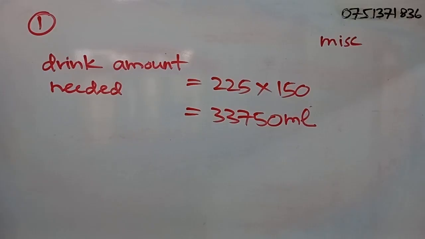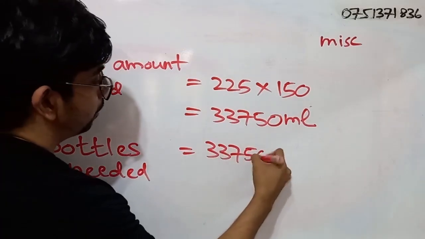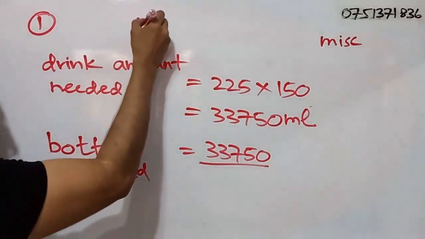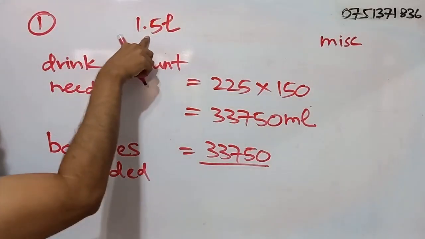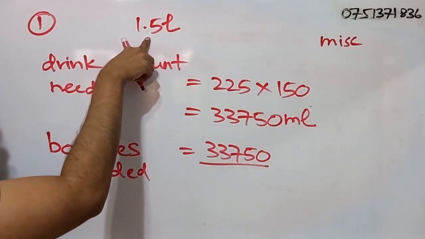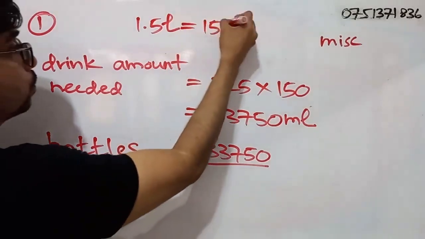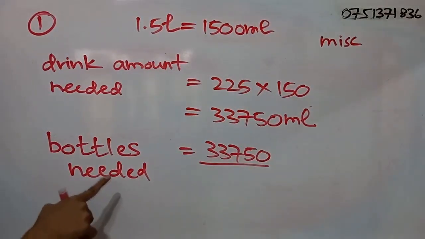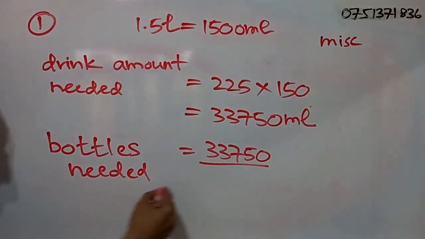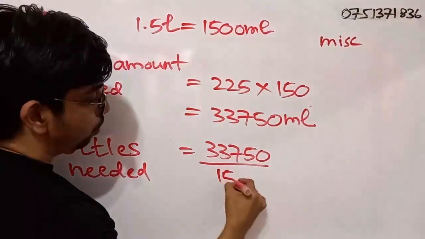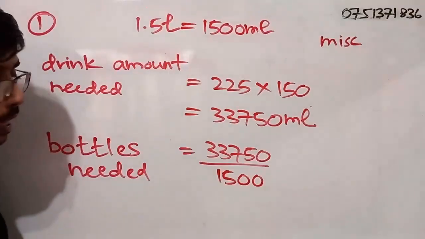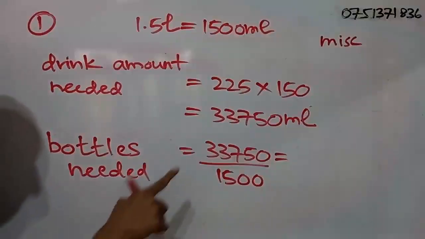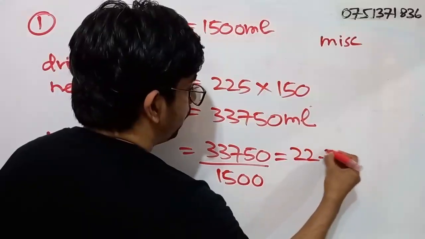Then how many bottles? 33,750 we need to divide by what? The volume of one large bottle is 1.5 liters, that means 1500 milliliters. So in order to find the number of large bottles needed, we need to divide this amount by 1500. Why? Because both are in milliliters.